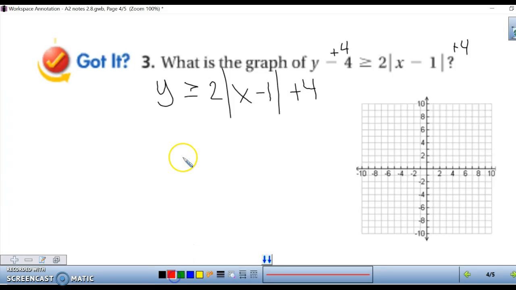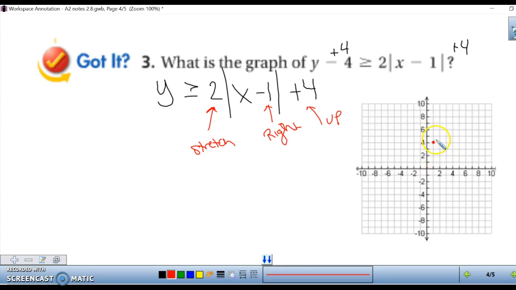What does this 2 do to your graph? It's a stretch. What does this minus 1 do to your graph? To the right. What does this plus 4 do to your graph? Up 4. So we're going to graph that right here. My original point is at 0, 0, but we're going to go to the right 1 and up 4. 1, 2, 3, 4. So that's where my vertex is.